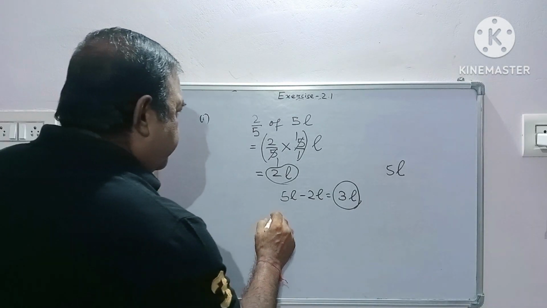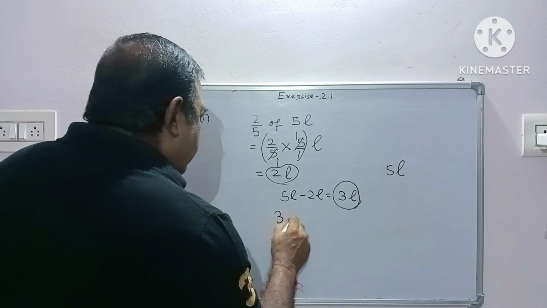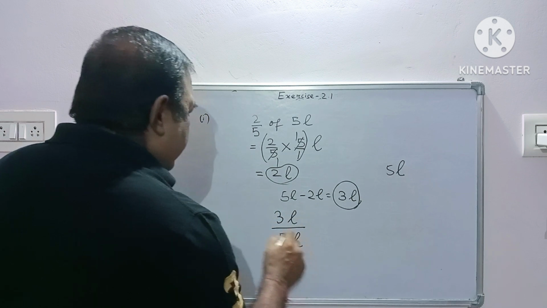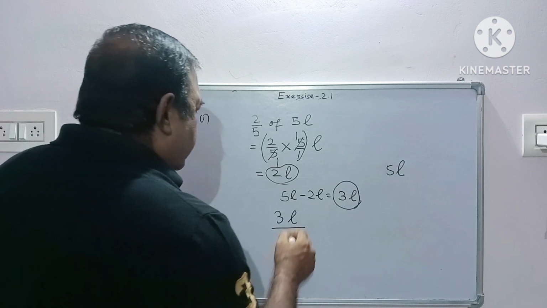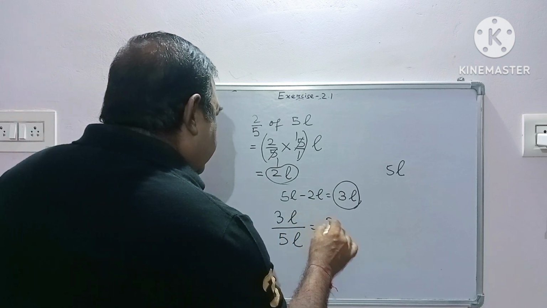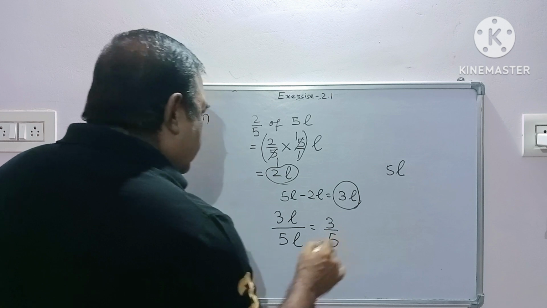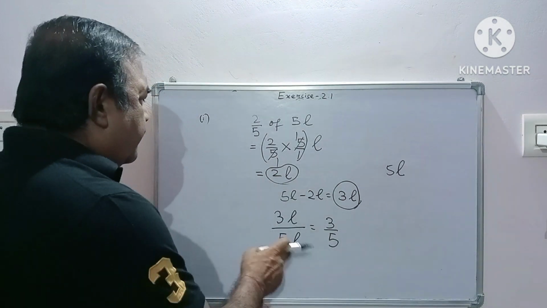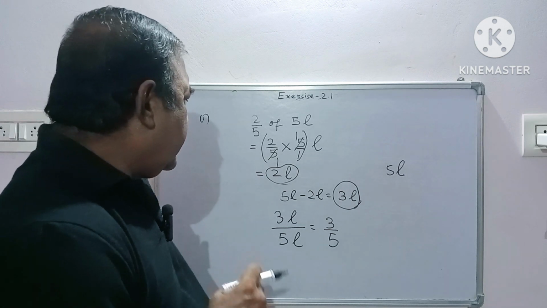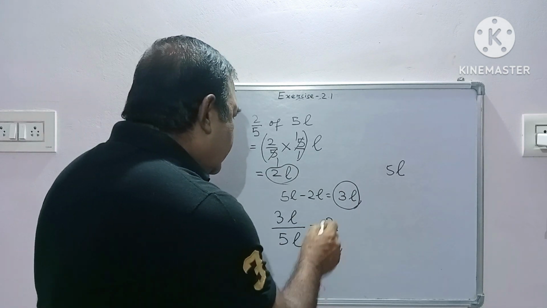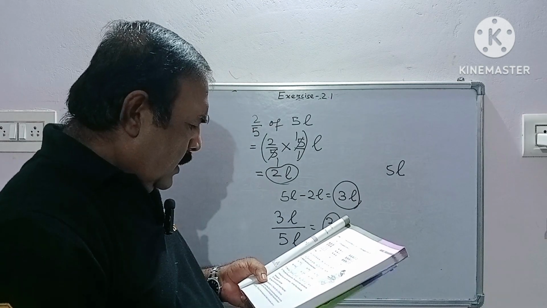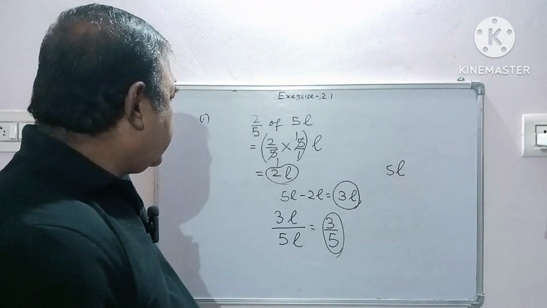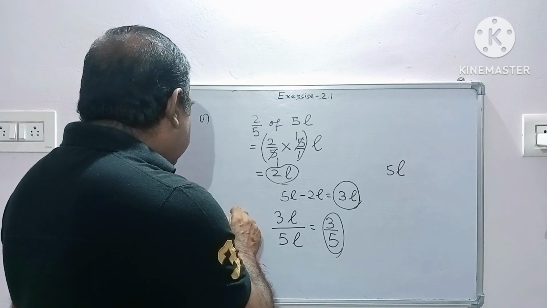So what fraction of the total quantity of water did Pratap drink? So that is 3 liters out of 5 liters. So this is the fraction. Same rule, that cancels, that is 3 upon 5. So this is the fraction. That means out of 5 liters, Pratap drank 3 liters. So this is the fraction of the total quantity of water that Pratap drank. So this is question number 2. We solved it.